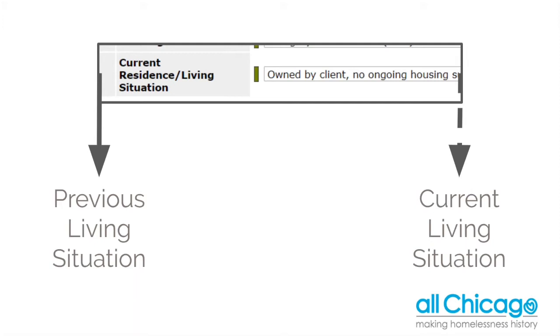Think of prior as what happened the night before they entered your project. Current is where they are right now as I'm talking to them, either completing this assessment live or as I'm completing this paper assessment.